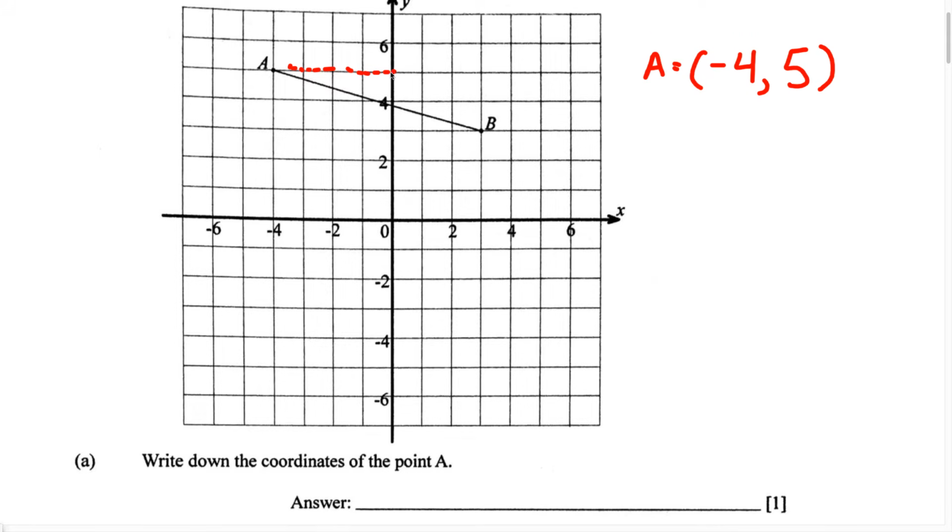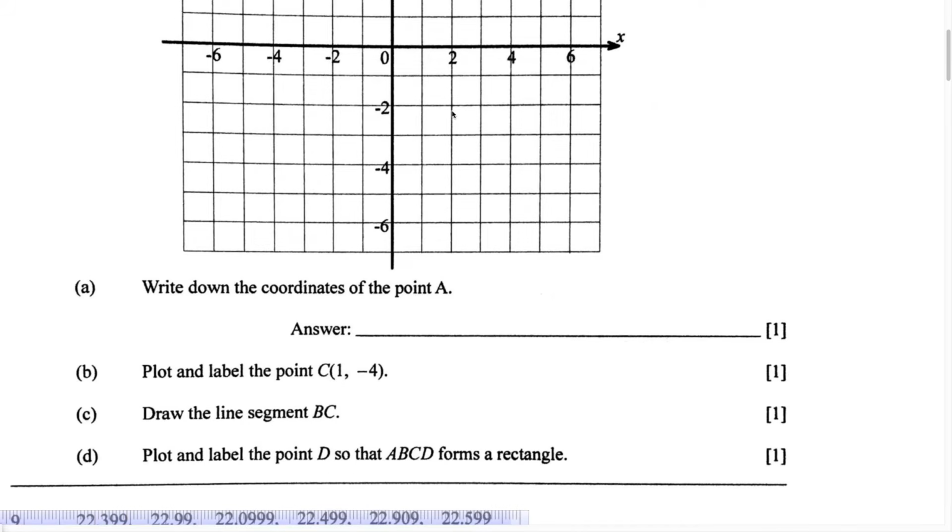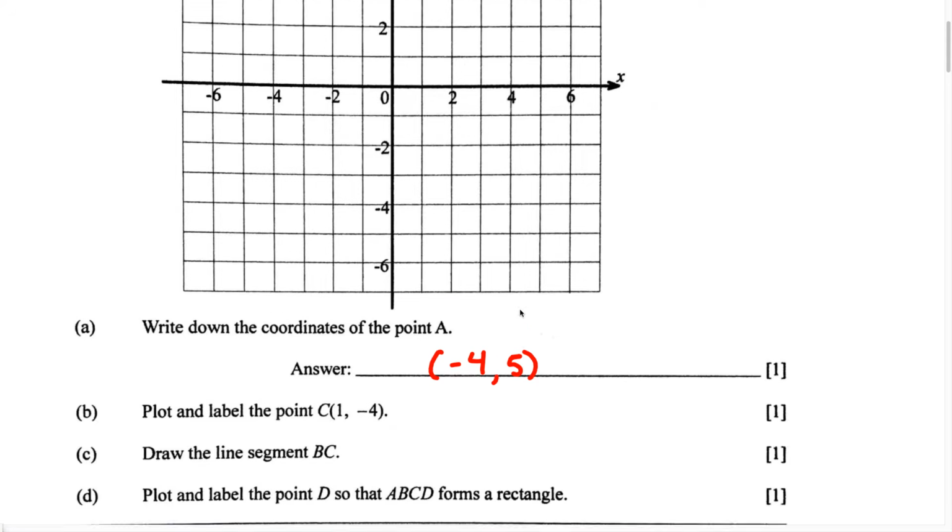Even though they didn't label this point right here, we know this is going to be 5 because it's going to go 4, 5, 6. So the coordinates of point A is then going to be -4, +5. And just remember, you don't have to write the positive sign in front of the number.